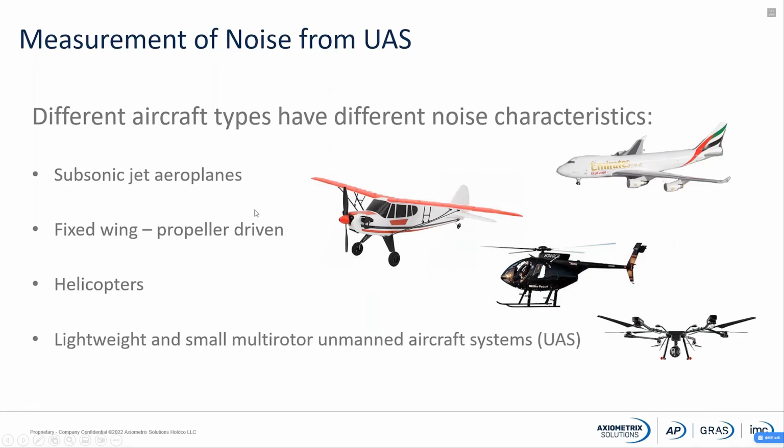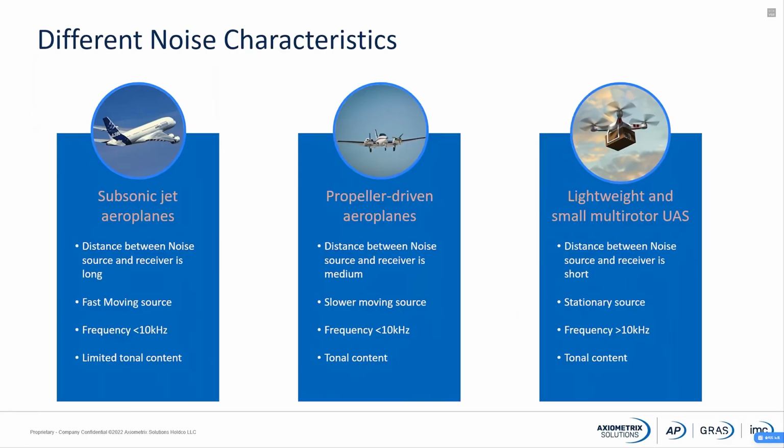The reason is that the noise from the different flying vehicles has different characteristics, and therefore they have different types of legislation. So let's go through the different noise characteristics of the three most common noise sources around airports and helipads.